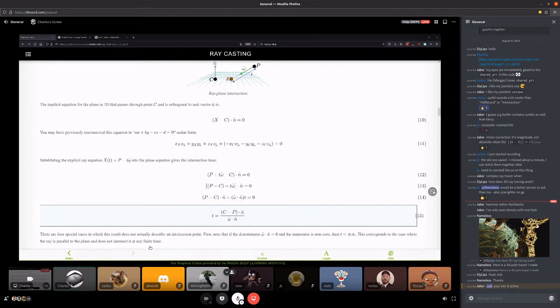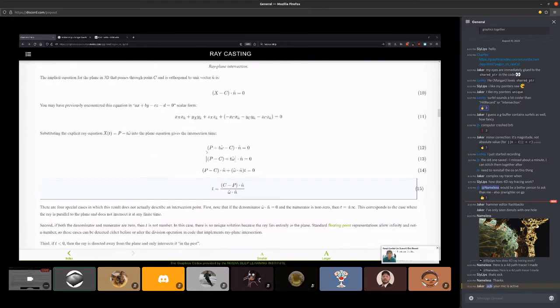So we substitute our P plus T omega and we calculate it out, rearrange it again, and then we get a much nicer looking equation: T is equal to c minus P dotted with the normal, over omega dotted with the normal.